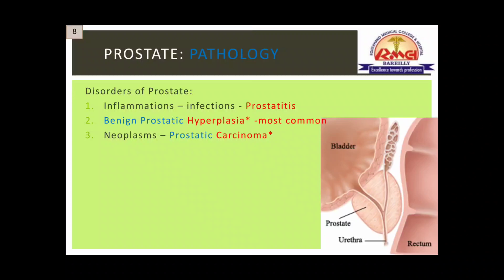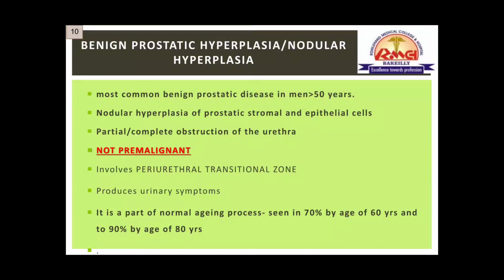Now prostate is affected mainly by three kinds of diseases. First is inflammation. Inflammations can be caused by various infections. Inflammation of prostate is known as prostatitis. It can be acute prostatitis, it can be chronic bacterial prostatitis, it can be chronic abacterial prostatitis, and prostate can also be affected by granulomatous prostatitis. Next very important lesion is benign prostatic hyperplasia. It is the most common lesion which is seen in prostate, and amongst the neoplasm, prostatic carcinoma can be seen in prostate. So we will be talking about benign prostatic hyperplasia, also known as nodular hyperplasia.